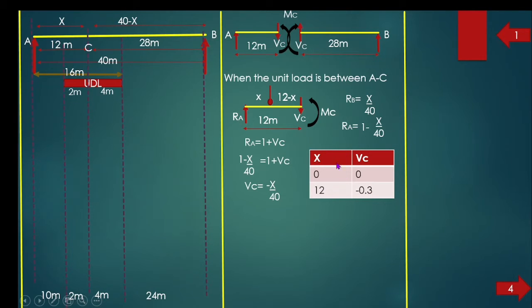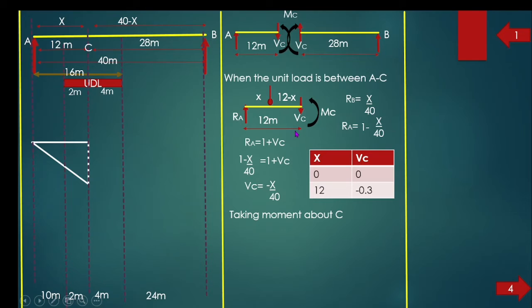So basically now, we can draw the influence line diagram for the shear at point C. Number one, you have to draw the baseline here, and then after drawing the baseline, take your coordinates. When x is zero, the coordinate is zero, and when x is 12 meters, the coordinate is negative 0.3. So at this point, it is negative 0.3.